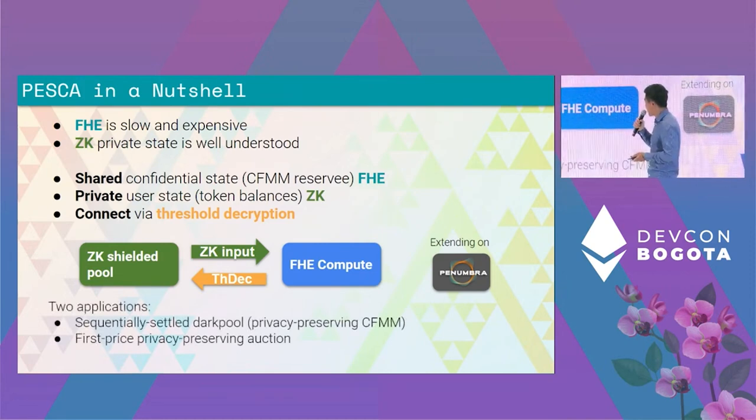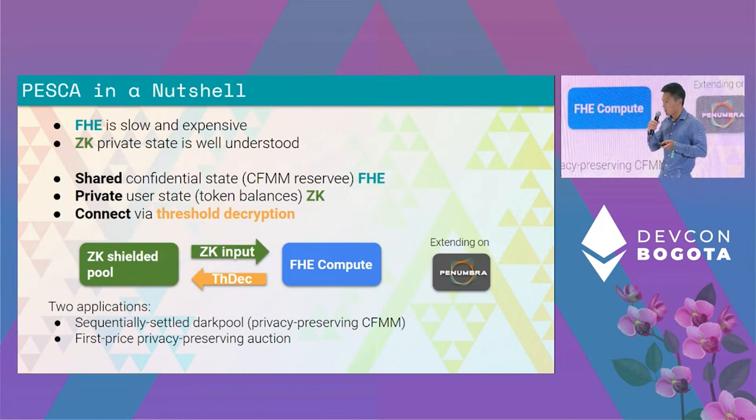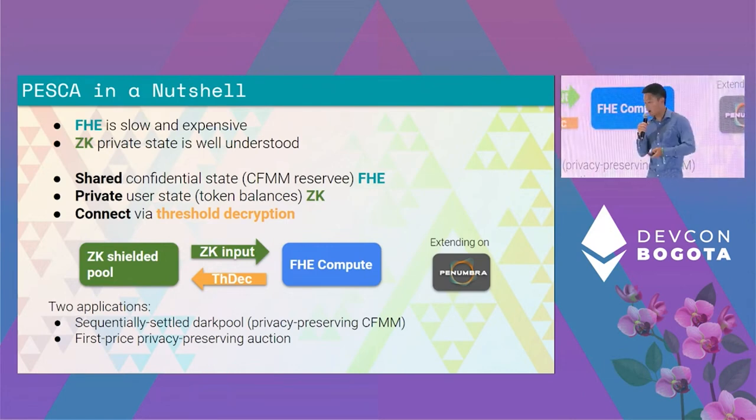Okay, anyways, in the work, we also extend this to two simple applications, one of which is essentially a dark pool, a privacy-preserving constant function market maker, and the other is a first-price privacy-preserving auction.